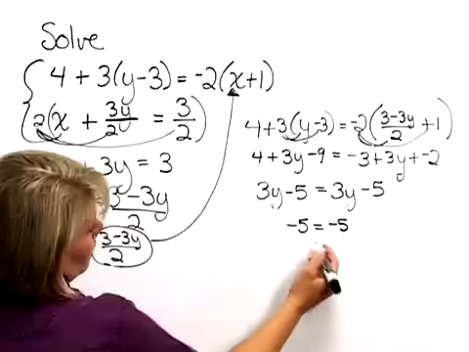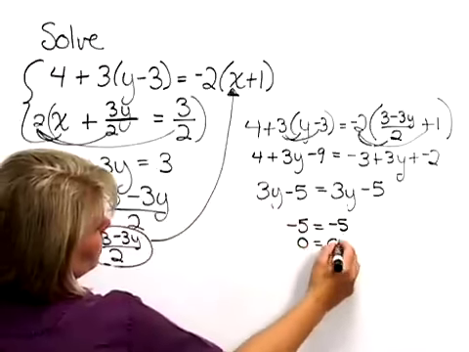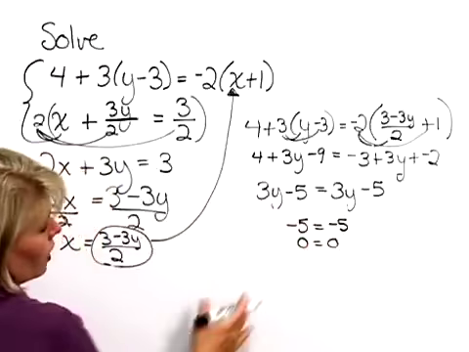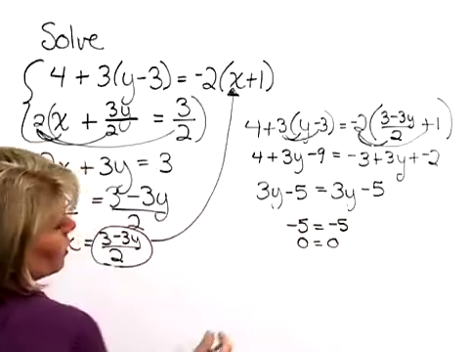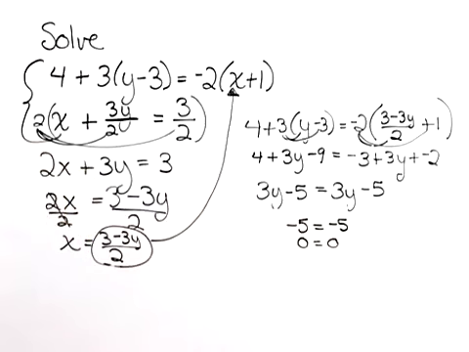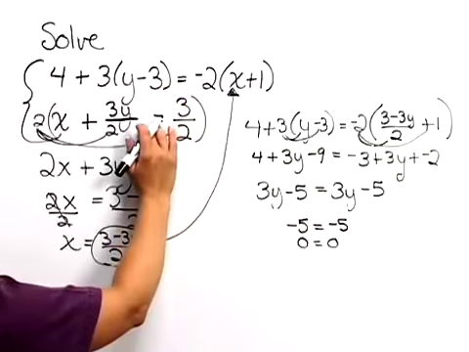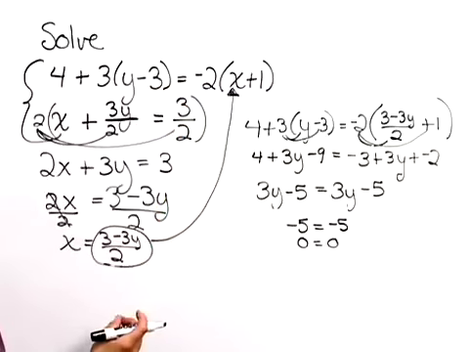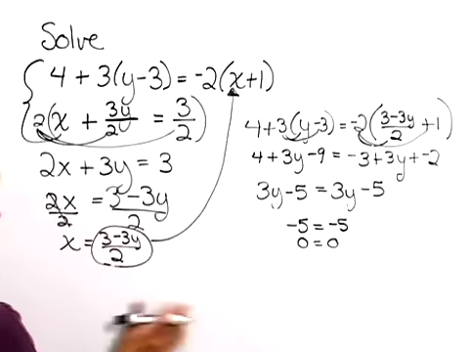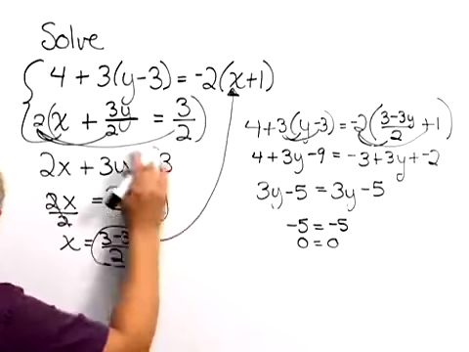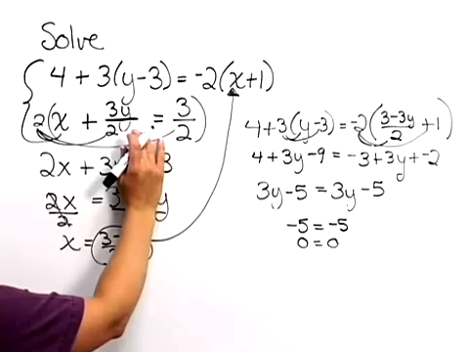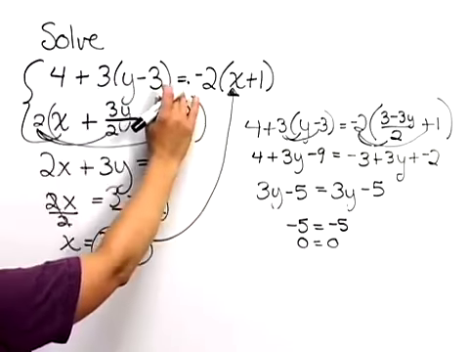And then if we added 5 to both sides, we end up with 0 equals 0. All the letters are gone, and this is a true statement. What that tells you is that these two lines here were actually the same line, just written in different forms, so they're kind of disguised. So that means that every point that works in one equation will work in the other.